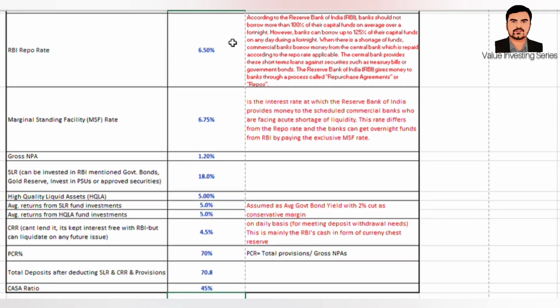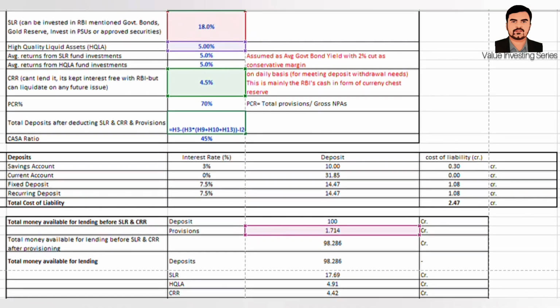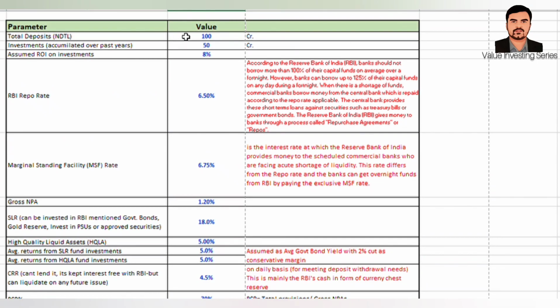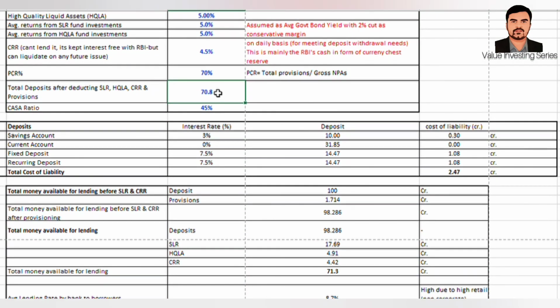Now SLR we discussed, HQLA we discussed, CRR we discussed, which doesn't fetch any returns for the bank. Now the total deposits are derived after deducting the SLR, HQLA, and CRR provisions. Here, in fact, it is deducting both. I will correct it here. So it is SLR, then HQLA, then CRR, and the provisions. So all these things have been deducted from the 100 crore. From 100 crore, which is the total deposits, we have deducted SLR, CRR, HQLA, and provisions. Then we got the total deposits which can be lent out by the banker.